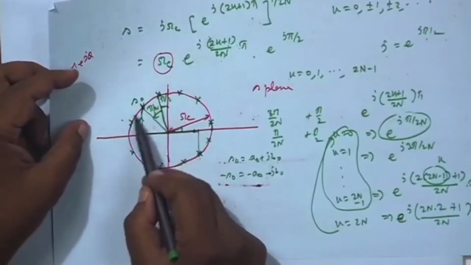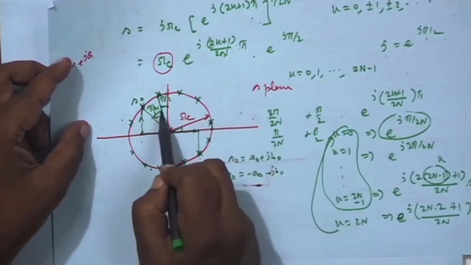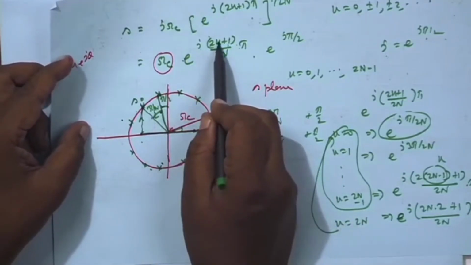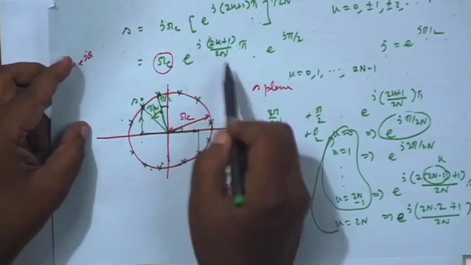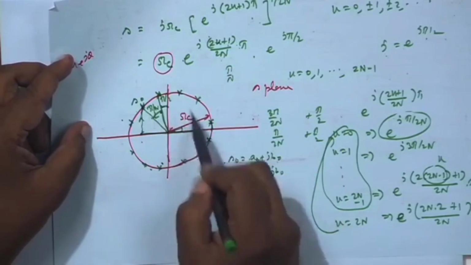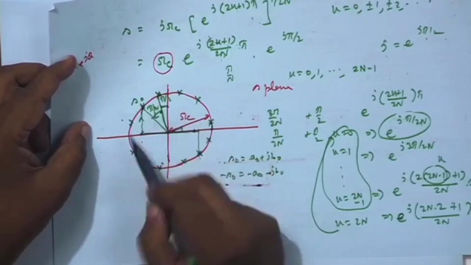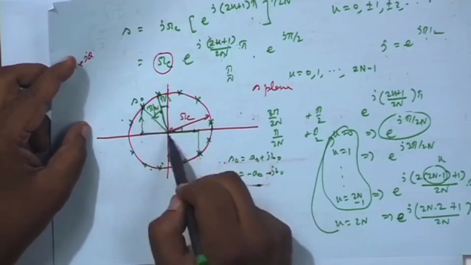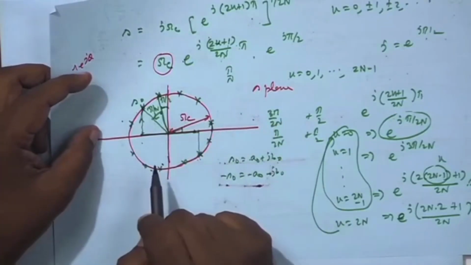The poles are all separated by this angle pi by n, because if from k equal to 1 you go to k equal to 2, the increment will be pi by n. So 2 pi and 2n poles: 2 pi divided by 2n, so pi by n. So all the poles are separated uniformly by pi by n angle.